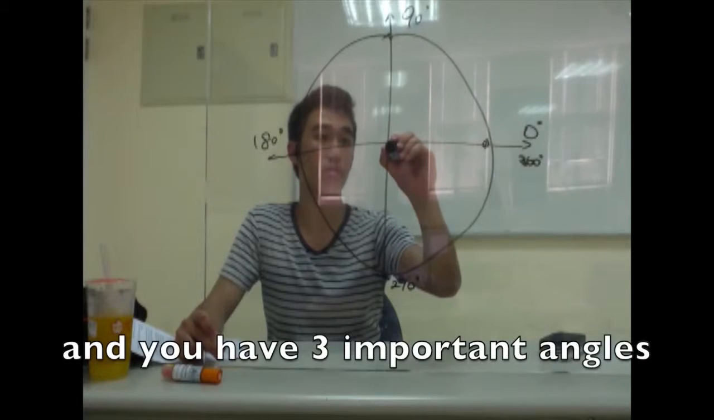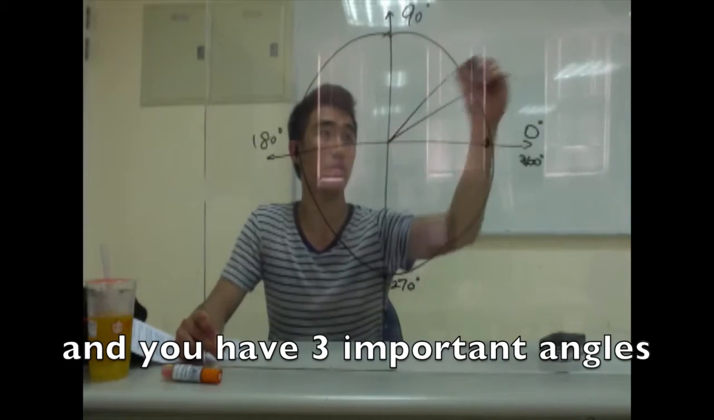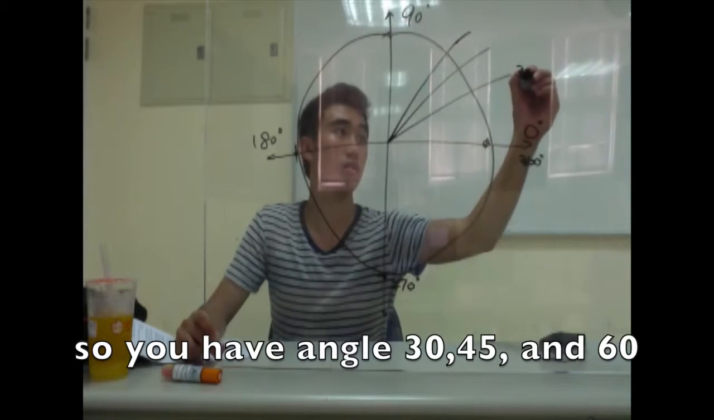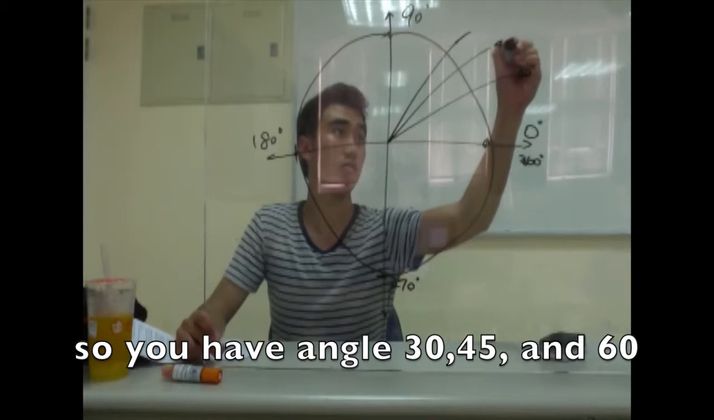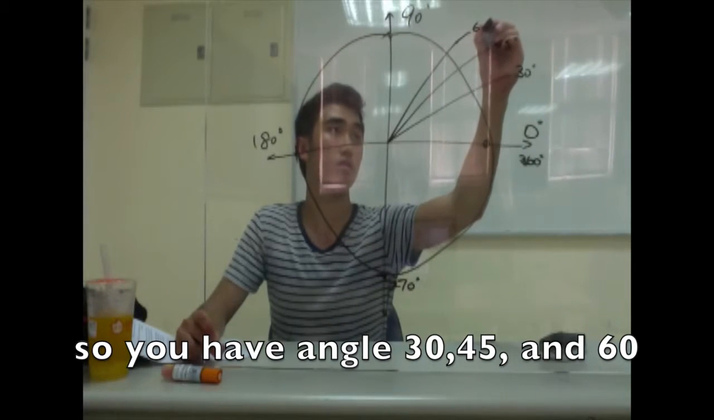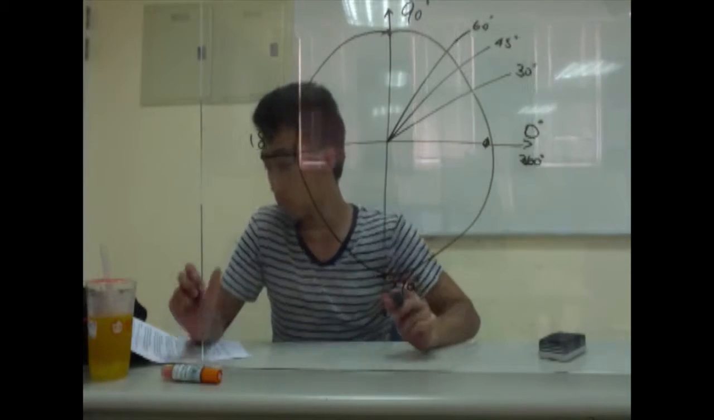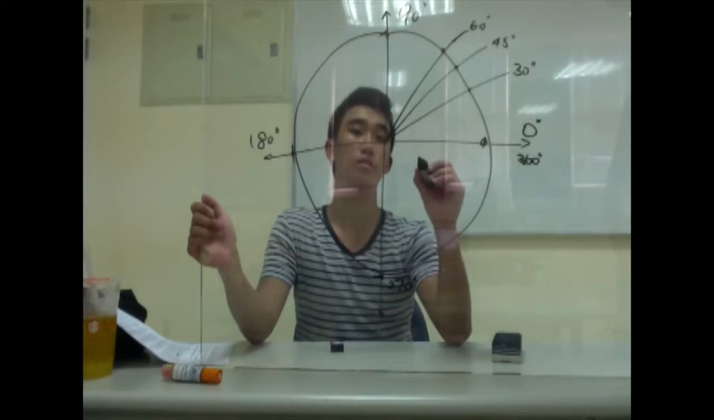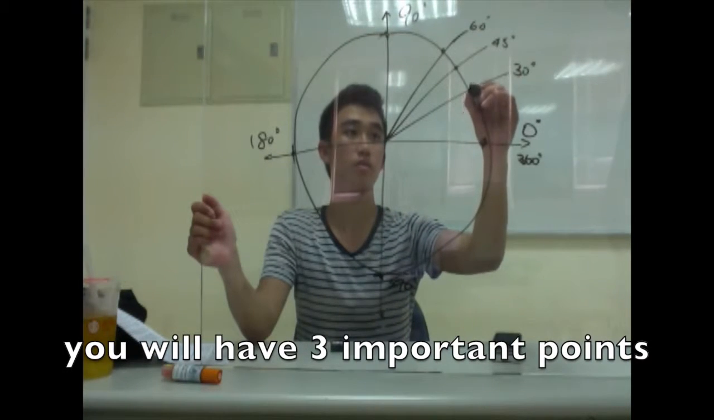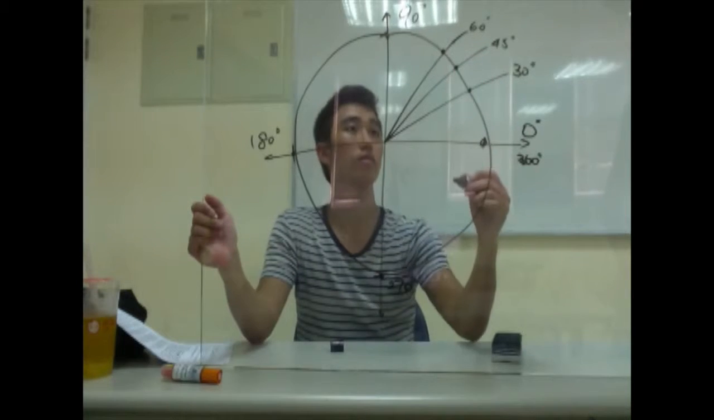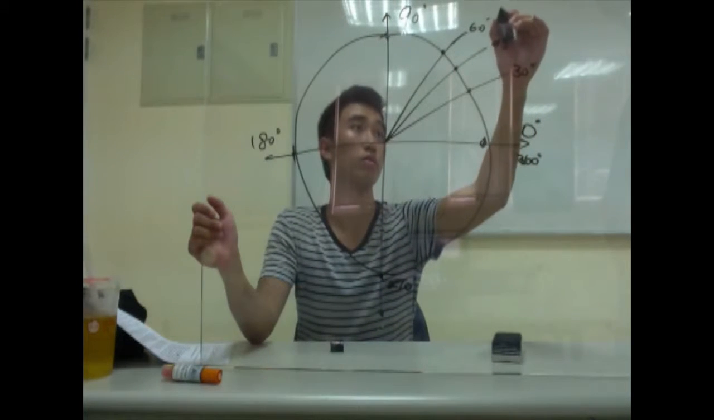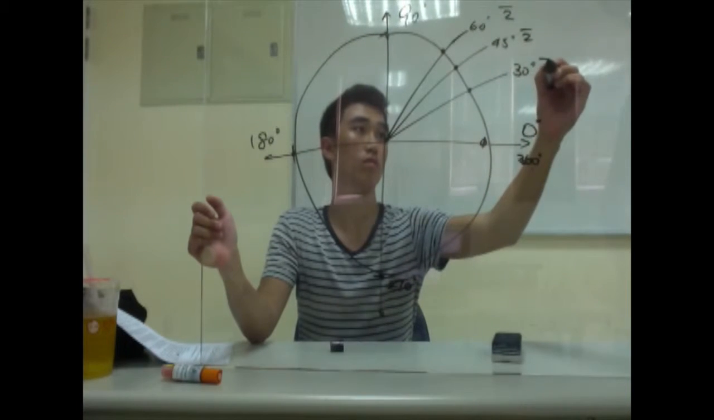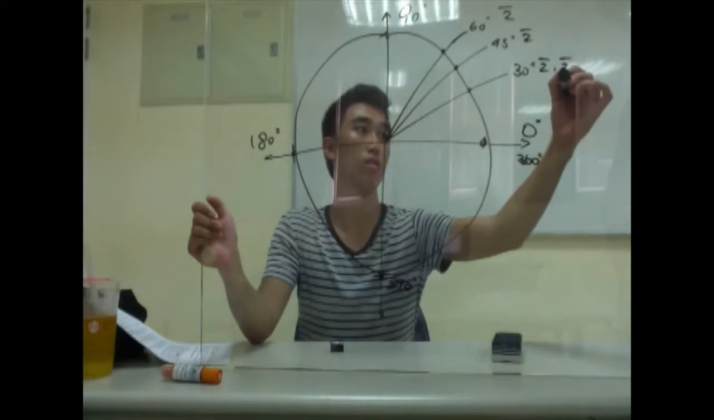You have 3 important angles: 30, 45, and 60. For every angle on the unit circle, you'll have 3 important points. To remember these points, you put over 2, over 2, over 2.